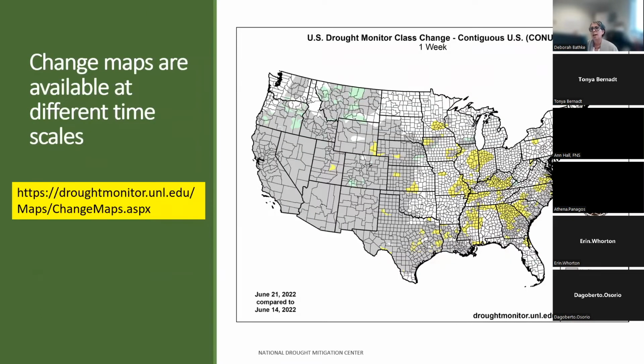And then with that narrative explaining any changes, you can also pull up a change map. And this is showing the difference in the map between this week and last week's map. So yellow indicates where we've had a 1 category worsening of conditions. And then the light green is where we've had some improvements in conditions. And we can put those links in the chat box for you near the end.